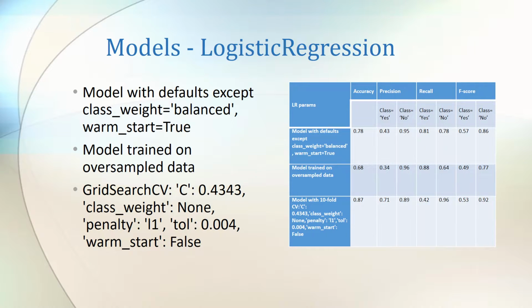The third technique that we used was logistic regression. We created three models, one with the defaults except the class weight was taken to be balanced. Then the other one was trained on the oversampled data, and the third one was the grid search with tenfold cross validation to find the best values of the parameters. As you can see on the table on the right, it again prints the same metrics for all three models.